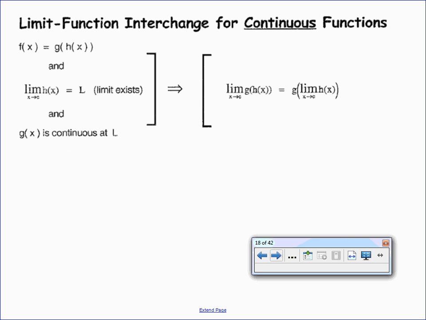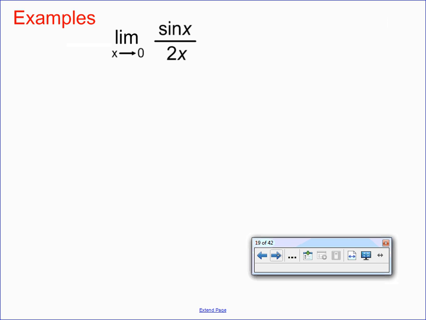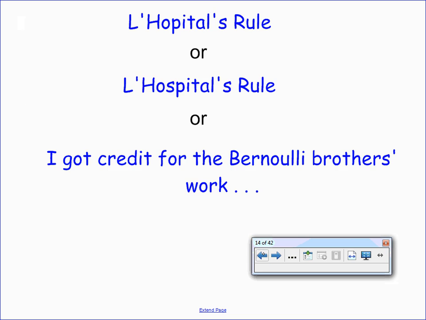And then lastly, something that will be very useful for us is the limit function interchange for continuous functions. That is, if my functions are continuous, then the limit of a composition g of h of x can be evaluated by considering the composition of g and the limit of the inner function h of x. And so that's going to be very useful to us as we go to do some of these evaluations.